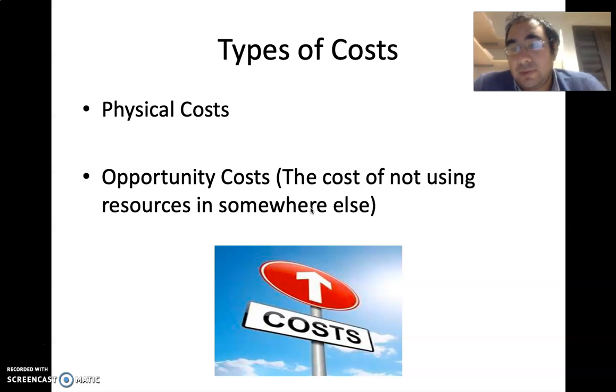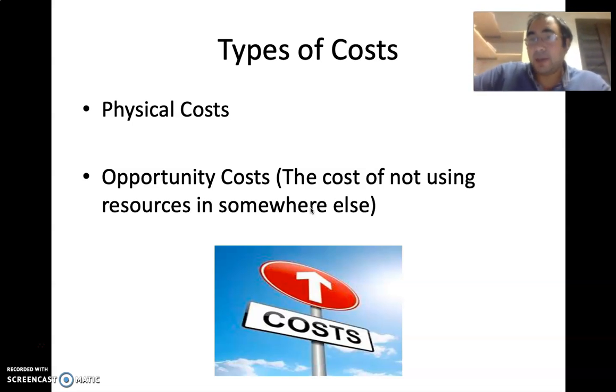When we are looking at the costs, there are two types of costs defined for a company, for anyone actually, but for the company, these costs become more visible. One is what I'm calling physical cost. Physical cost means the cost of the things you buy, you physically pay for those costs. So it is a cost that you can see in your accounting. The second type of cost is called the opportunity cost. And opportunity cost is the cost of not using resources somewhere else.